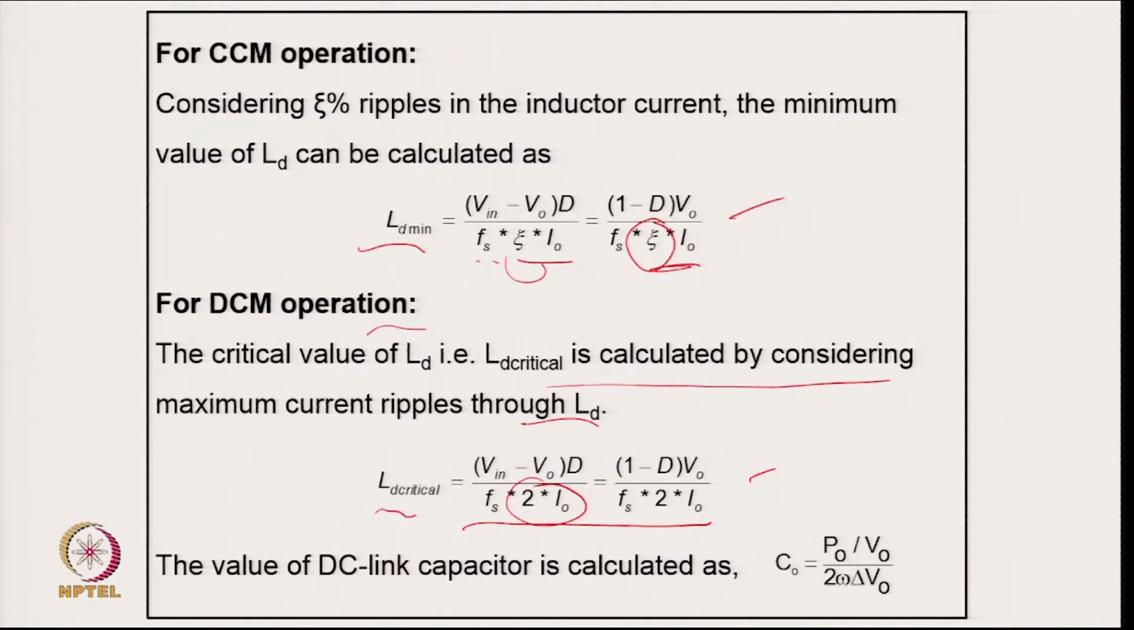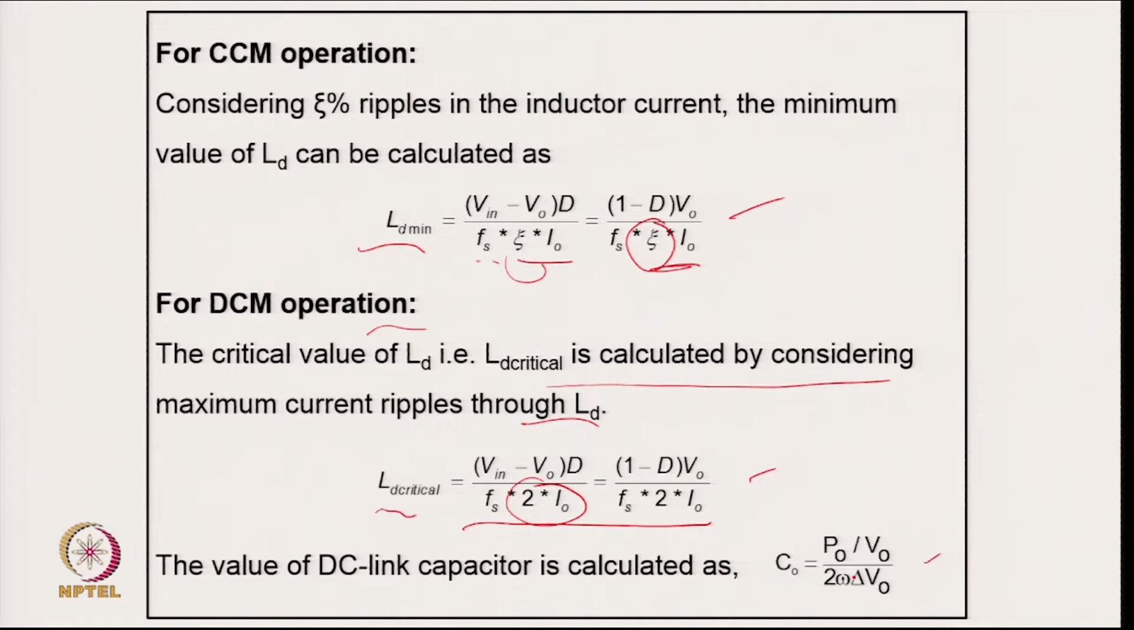But you can understand that once the maximum current in the inductor is twice the output current, the peak current rating of the device will be even more than twice the output current. That is a kind of penalty.